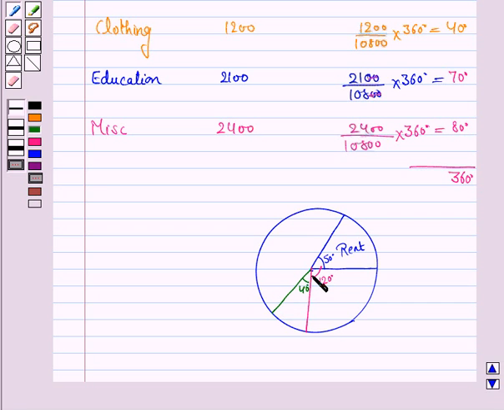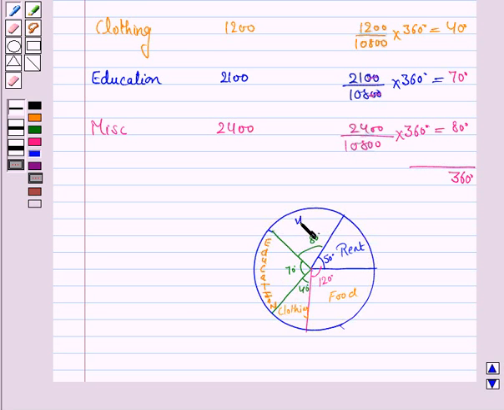The next is education, and the sector representing education has central angle as 70 degrees. So this is 70 degrees. And the remaining is the expenditure on the miscellaneous, and this is 80 degrees. This is food. This is clothing. And this is education. And this represents miscellaneous. So this is the required pie chart.